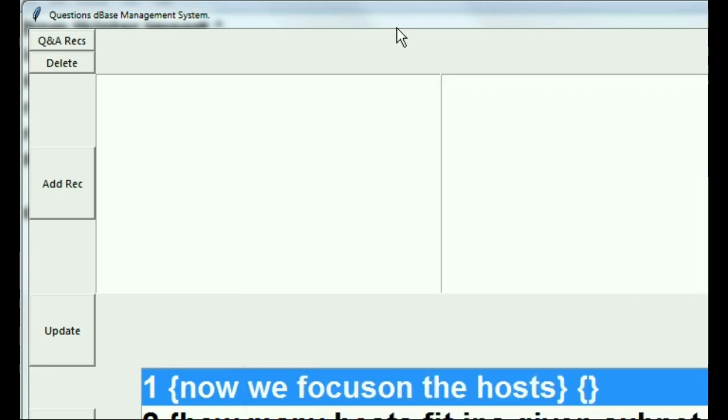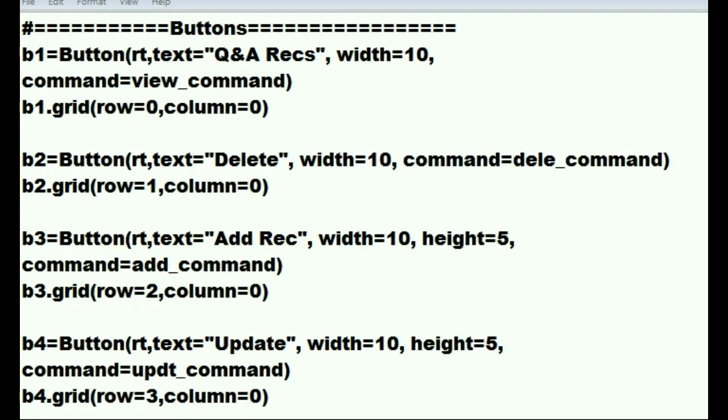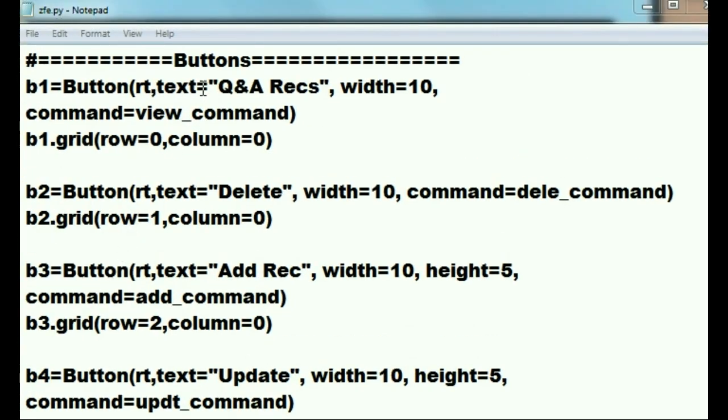So let's take a look at ZFE, look at the code behind it. And there it is. In the ZFE file, I scooch on down to the buttons section here, and I find the button that says add records. I call the button function. I tell them to put the button into the root window.